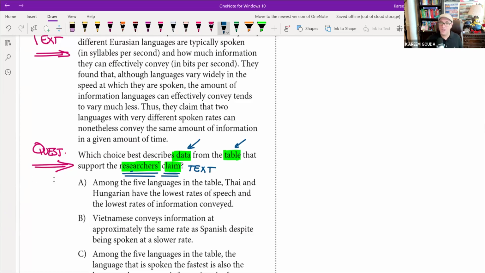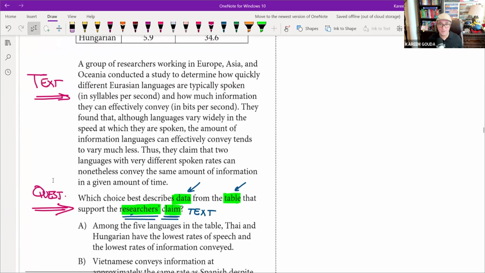All right, let's go. Now, you should read the whole thing, but sometimes we can just read the part that has our keywords, which is researchers claim right here in yellow, and you're done. Okay, let's give it a try. There you go. They claim. So I just found the claim. Okay, what is the claim? They claim that two languages with very different spoken rates can nonetheless convey the same amount of information in a given amount of time. All right.